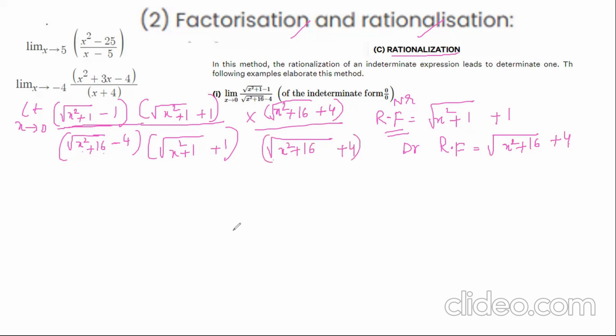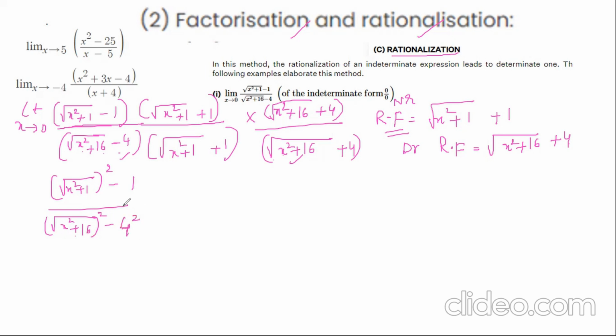What do we get now? This is (a plus b) into (a minus b), right? So a square is root of (x square plus 1) whole square, minus 1, divided by, you observe here, these two are (a plus b) into (a minus b). So I am combining these two as a square minus b square. So root of (x square plus 16) whole square minus 4 square.